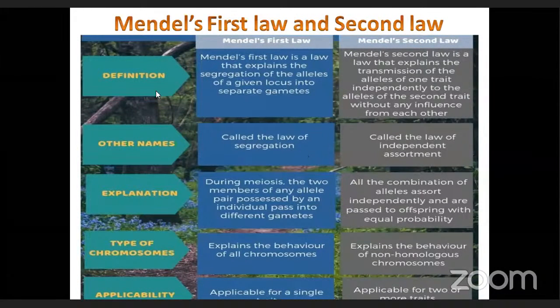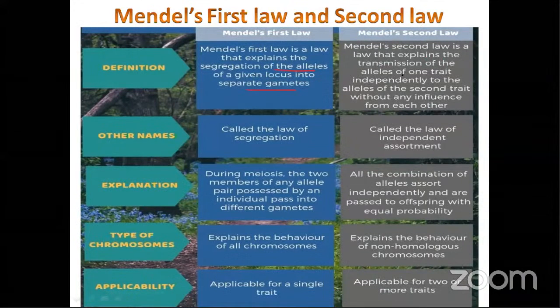So this is the difference between Mendel's first law and second law. Mendel's first law explains the segregation of the alleles from the given locus into separate gametes. But this law tells that the inheritance of traits is independent of one another, meaning one trait's inheritance is not affected by another trait's inheritance. The first is called the law of segregation.